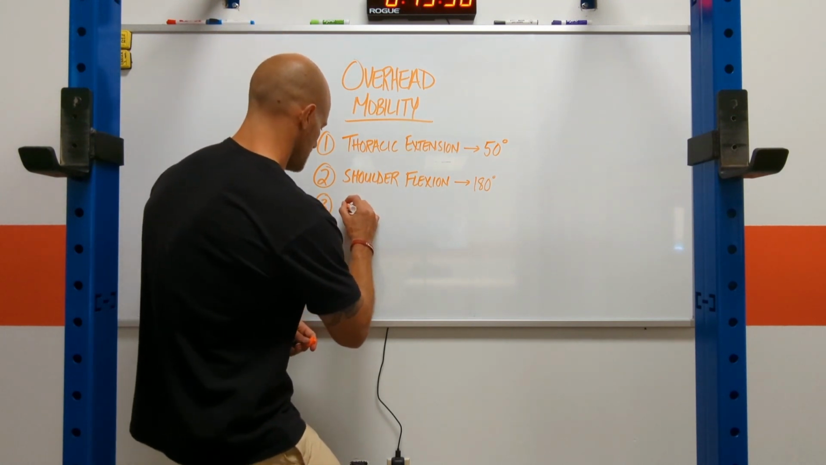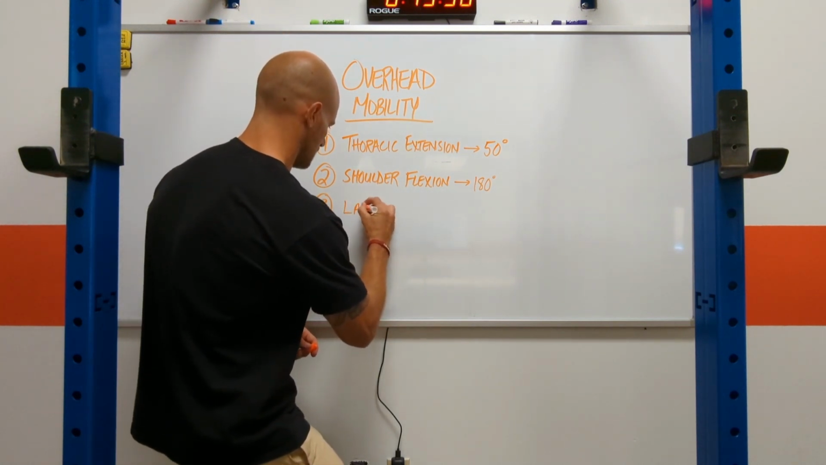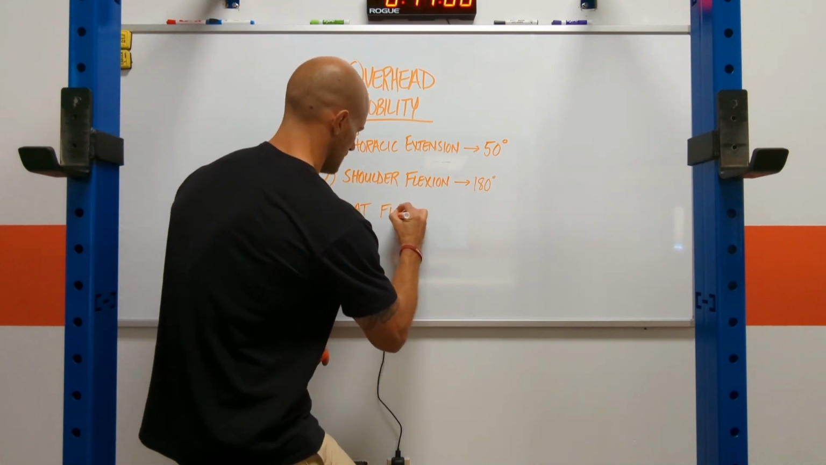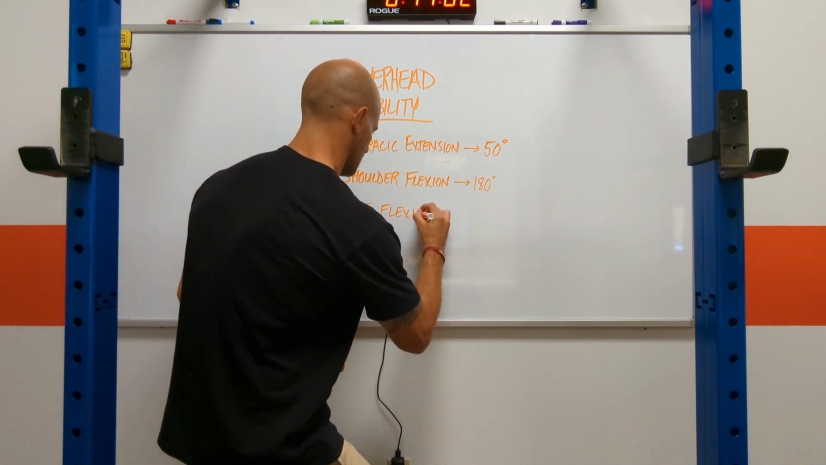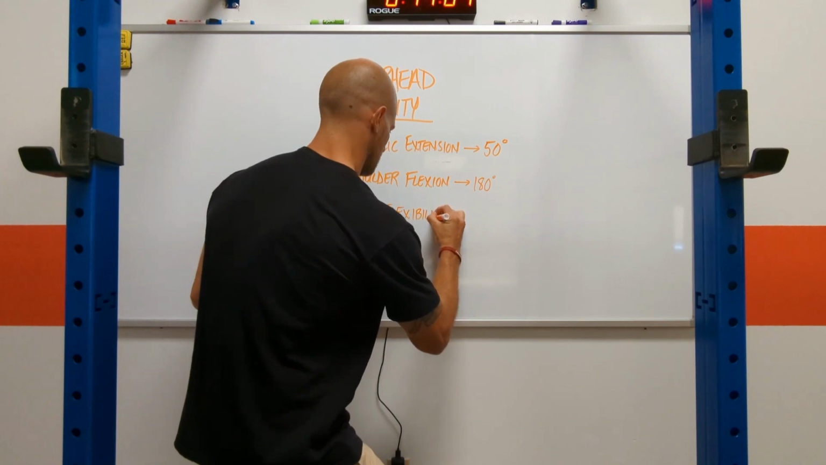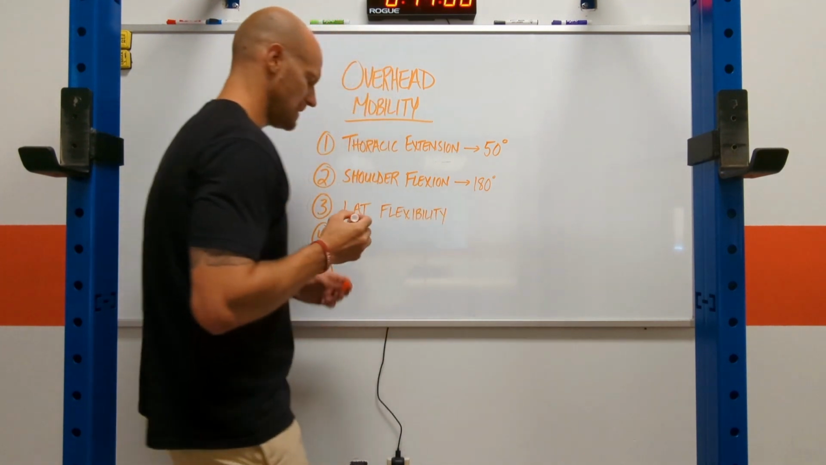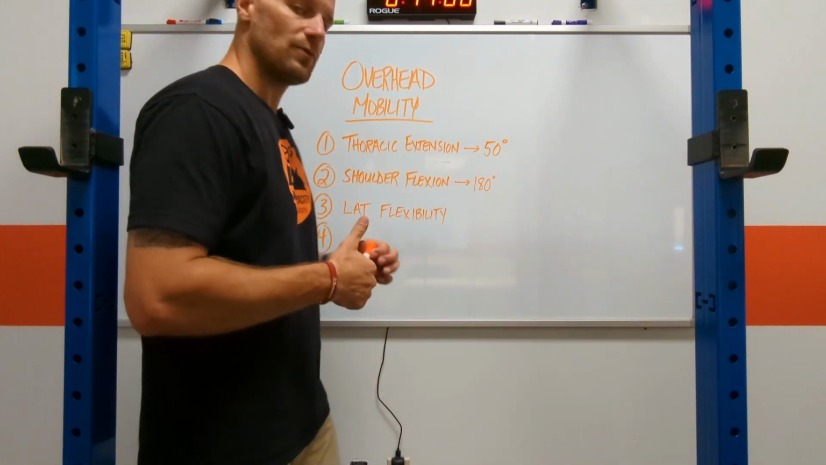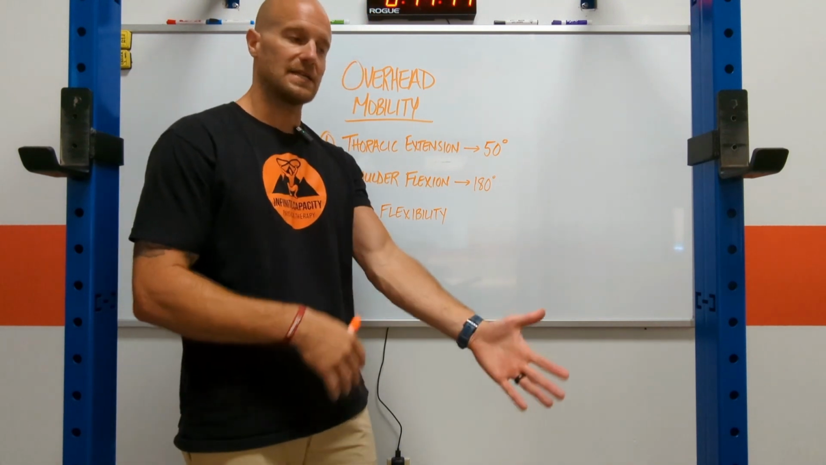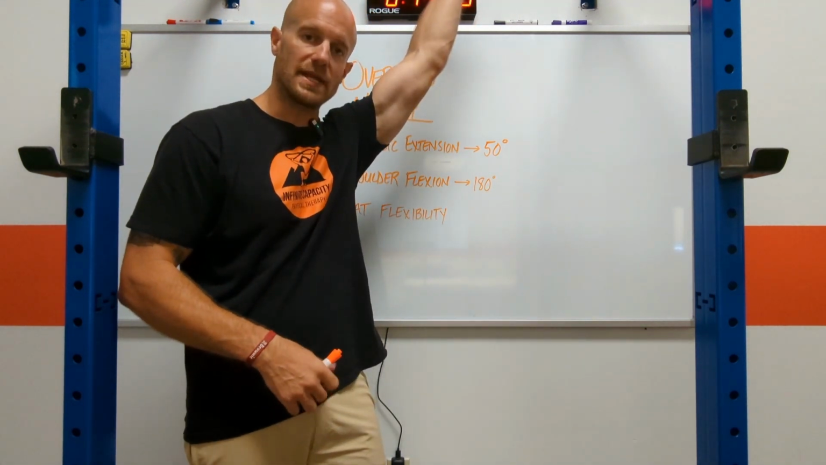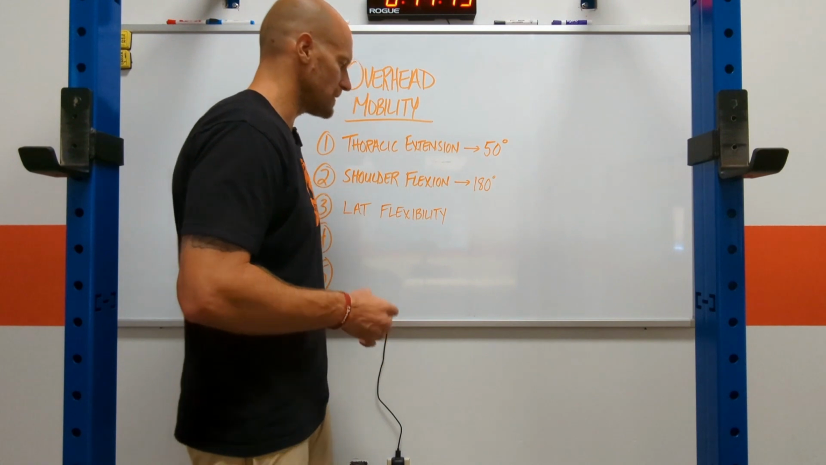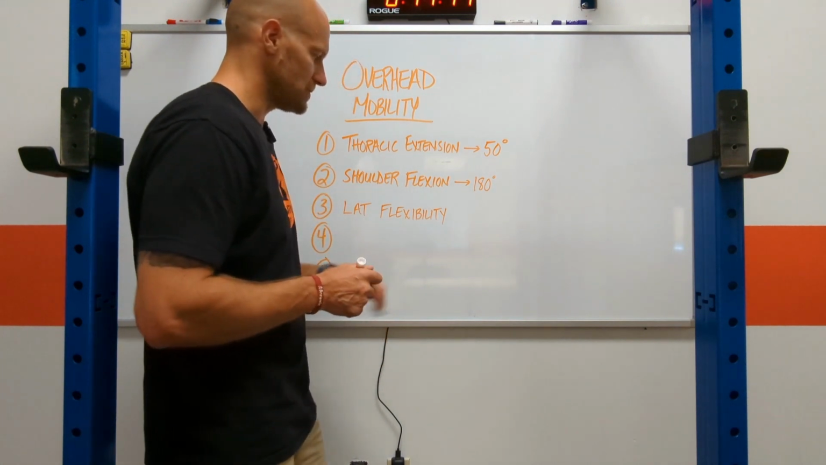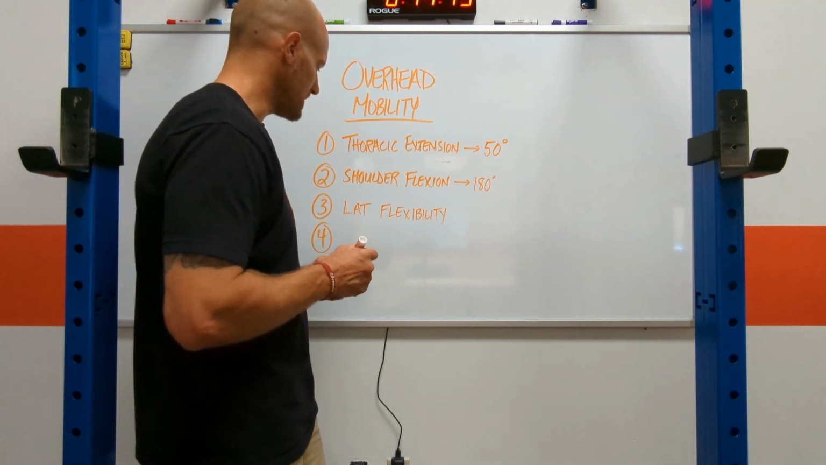Component number 3 is going to be lat flexibility. So if we have tightness in the lats, that's going to restrict our ability to get that arm fully up overhead. And I'll show you how to assess that whenever we get to that portion.